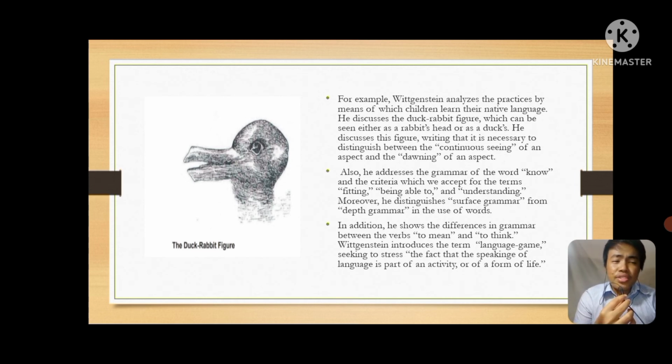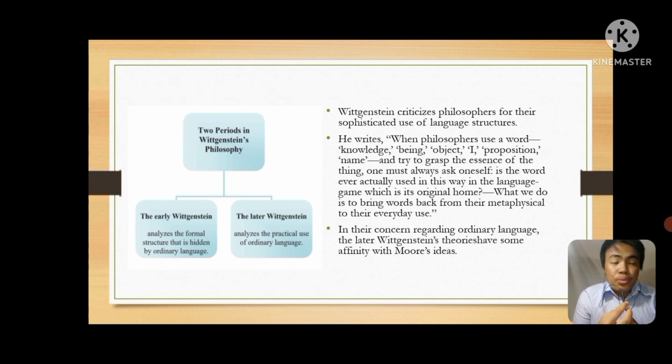Moreover, he distinguishes surface grammar from depth grammar in the use of words. In addition, he shows the differences in grammar between the verbs to mean and to think. Wittgenstein introduces the term language game, seeking to stress the fact that the speaking of language is part of an activity or of a form of life. So these are the two periods in Wittgenstein's philosophy. The early Wittgenstein analyzes the formal structure that is hidden by ordinary language, and the later Wittgenstein analyzes the practical use of ordinary language.